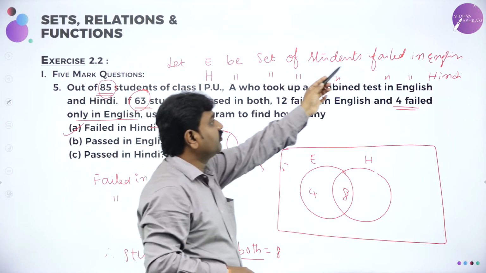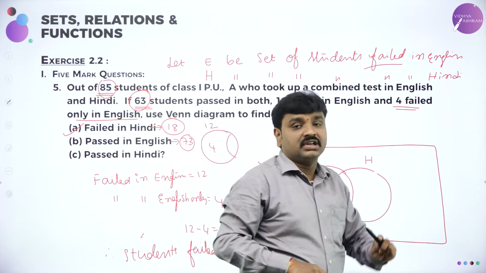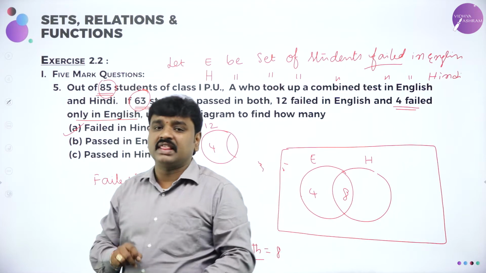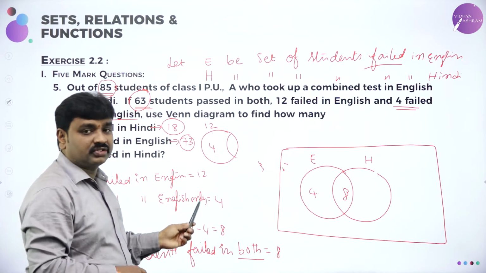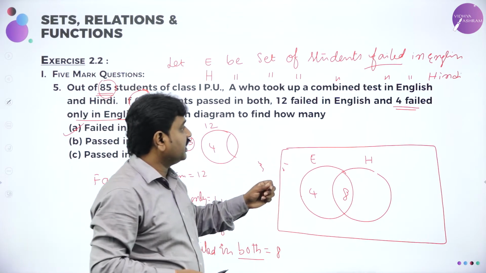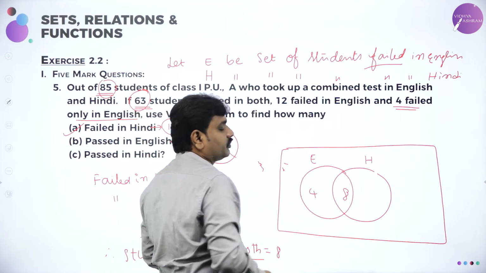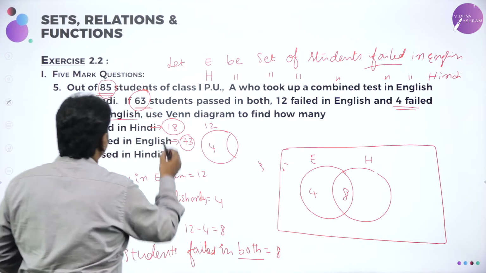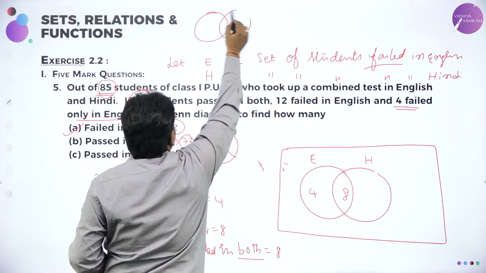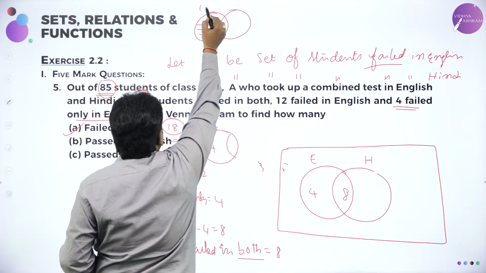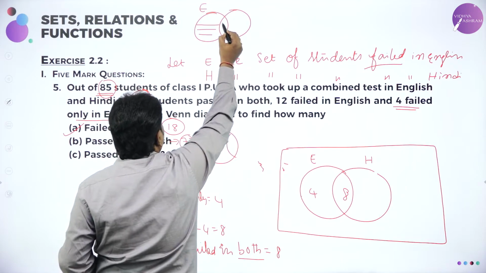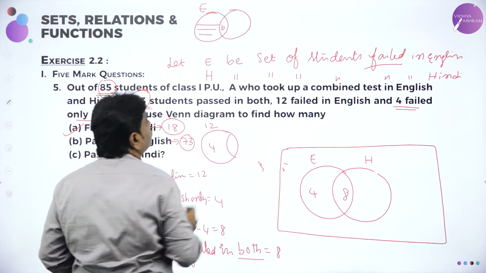E be the set of students failed in English, H be the set of students failed in Hindi. I hope all of you understood this. So, they told 12 failed in English, 4 is in this part, English only. In the Venn diagram, this part is the only part. So, this E means E only. This is common for both, this is the both place, like that.